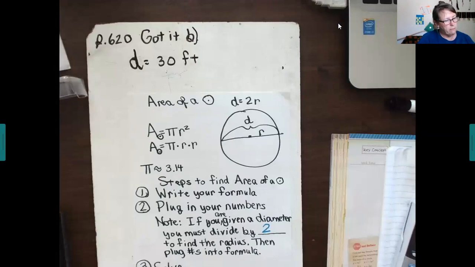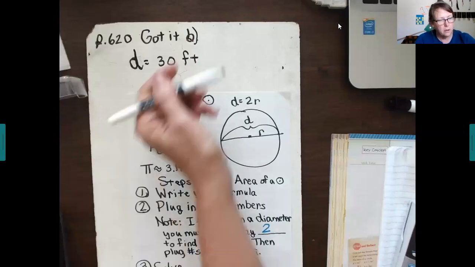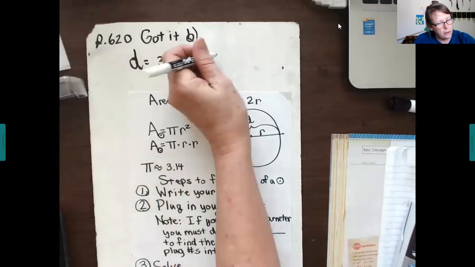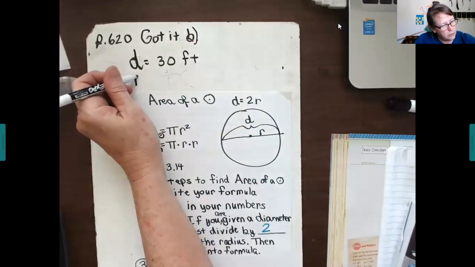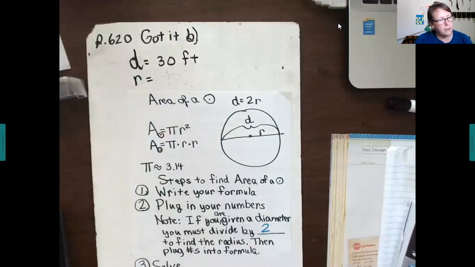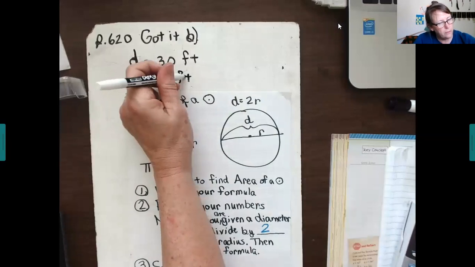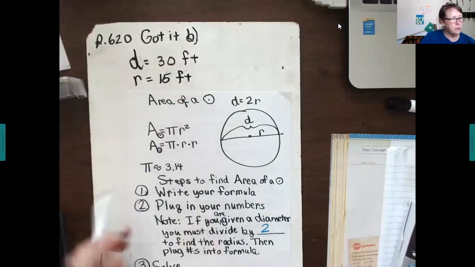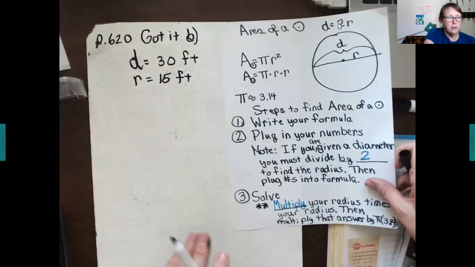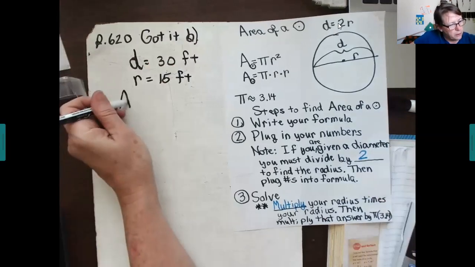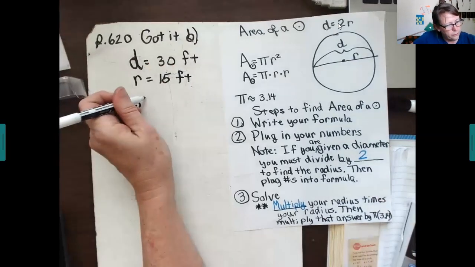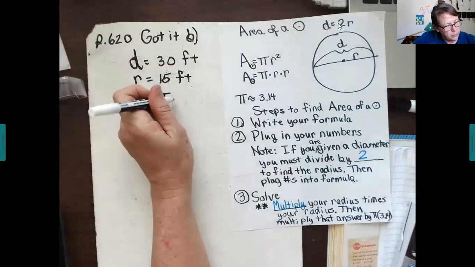You're still going to use the same formula. Look at the note right here. If you're given a diameter, you must divide by 2 to find the radius. So, in your head, think, oh, diameter is 30 feet. 30 divided by 2 is 15. So my radius is 15 feet. Now you're golden. Go back to step 1 and write your formula: pi r squared.